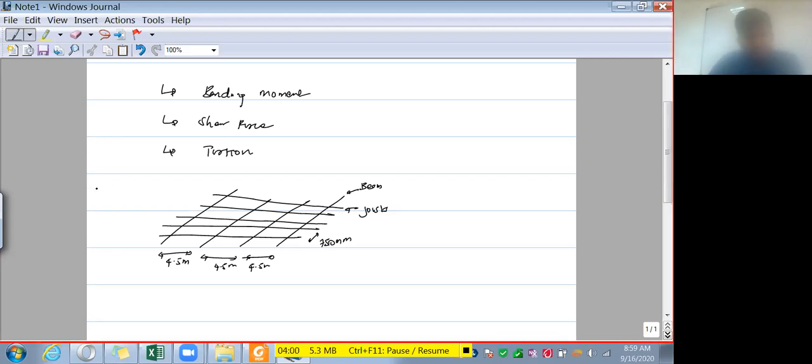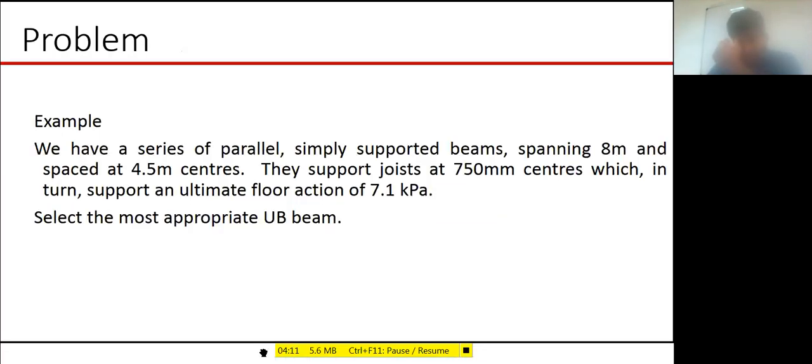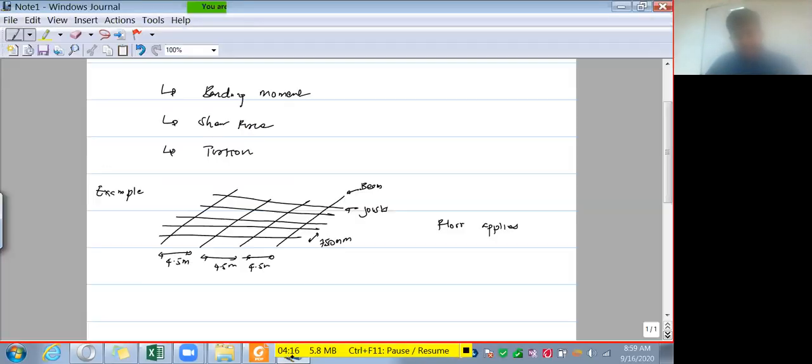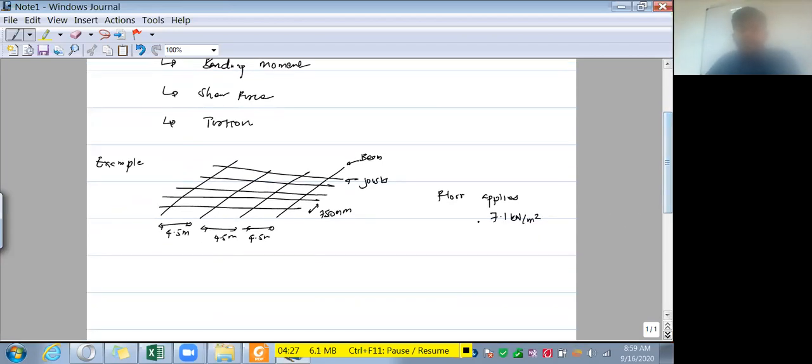So in this example the floor applies a load of 7.1 kilopascal. Pascal is Newton per meter squared, so kilopascal is 7.1 kilonewton per meter squared. Okay, so now we need to design the beam.